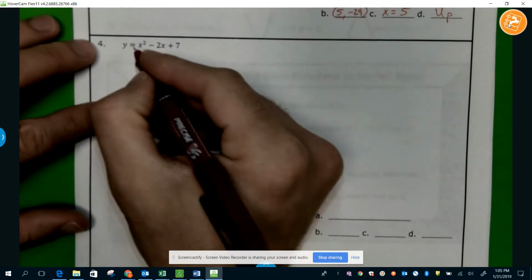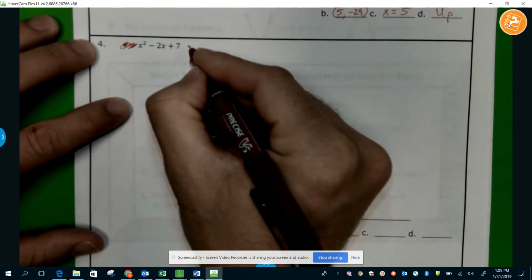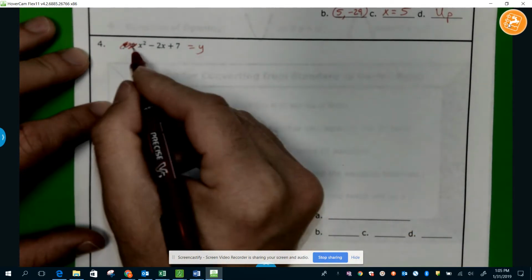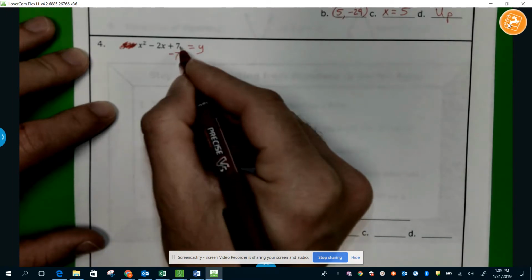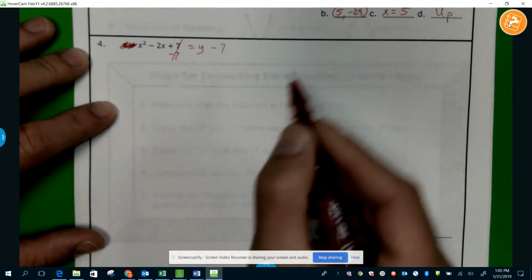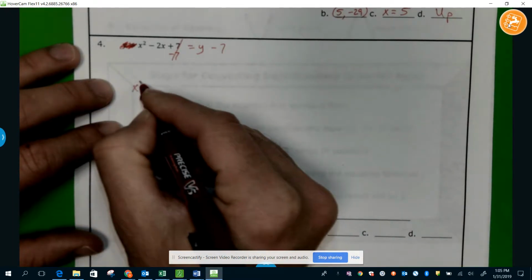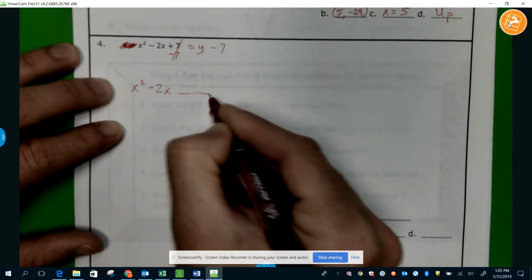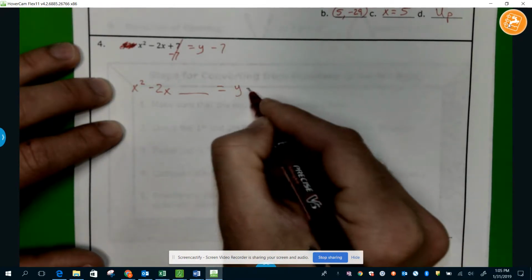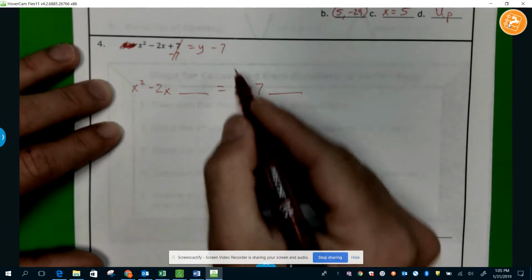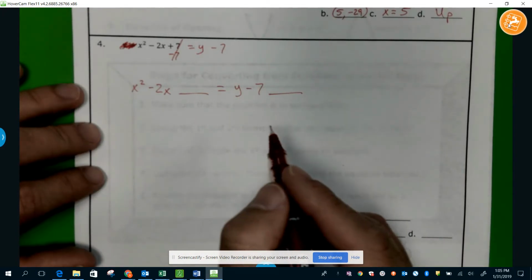And the last problem on the notes here. Again, we're going to scratch out the equals y. Let's move it to the other side. All right, so before I complete the square, I have to move my constant of positive 7 to the other side. So we're going to subtract 7. x squared minus 2x. Now I've got my blank. On the right, I have a y minus 7 because I had to subtract the 7. And I've got a blank there as well.